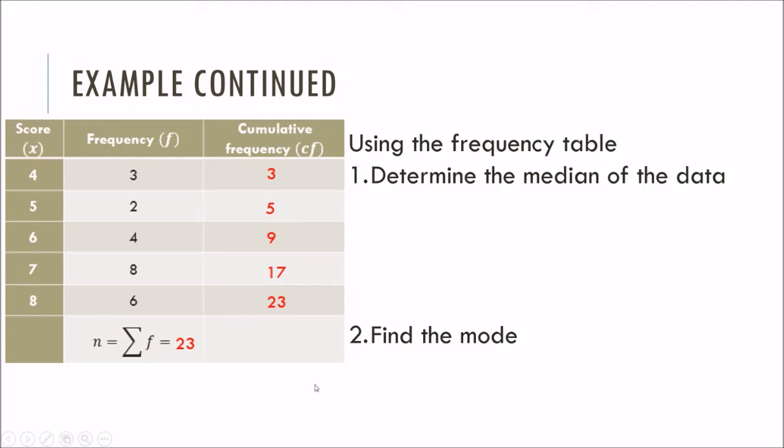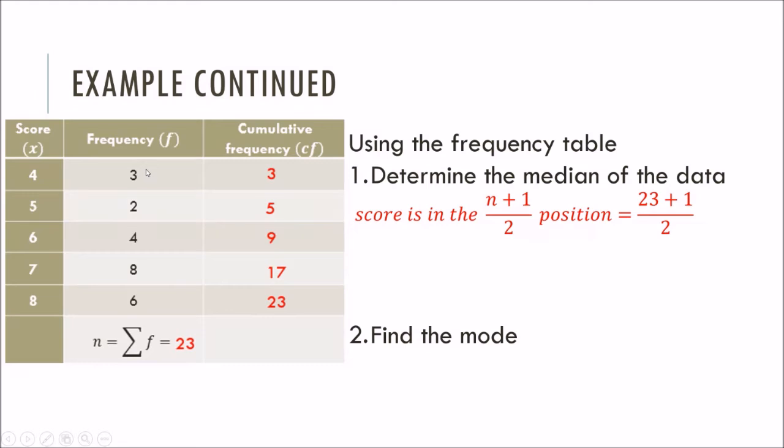So if we look over here, we want to find the median of the data and we want to find the mode in our data. So again, to find our median, we have an odd number of data here. So we're going to do 23 plus 1 divided by 2. That's going to give us position 12. Now, when we're looking at these positions over here, our frequency tells us our position.